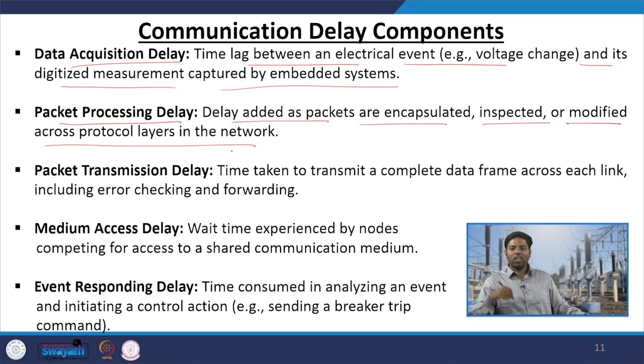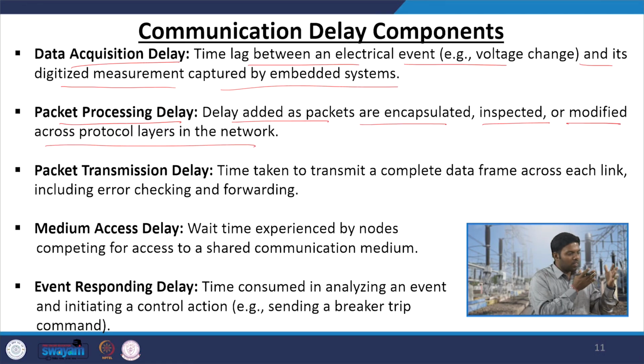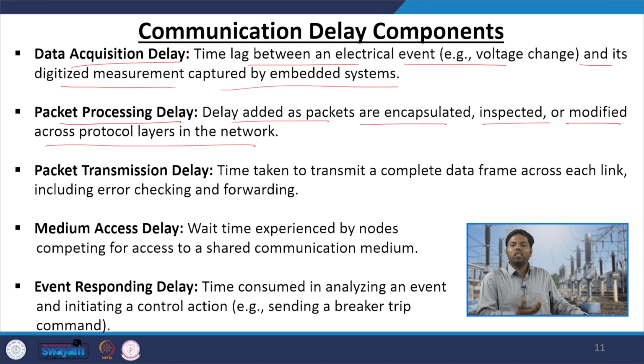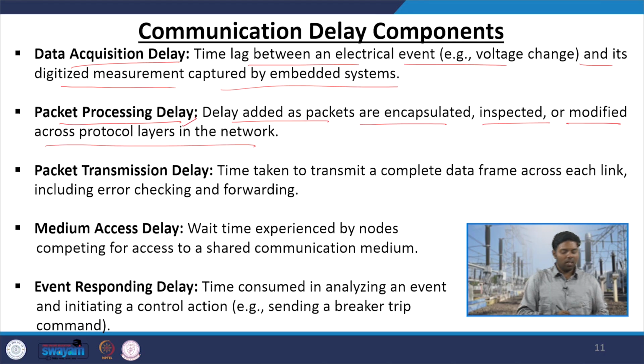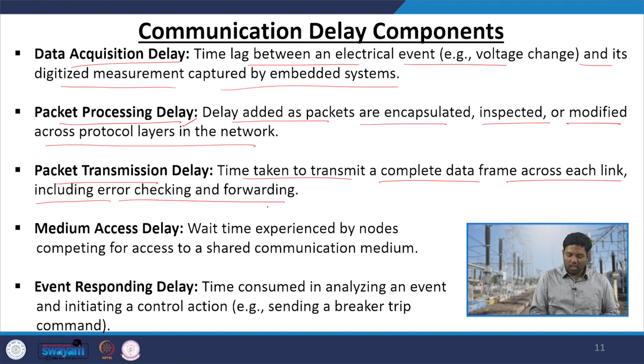Whenever you take it as Wi-Fi, then convert it to ZigBee, then convert it to Ethernet, then go to optical fiber, then let us say you go to the PLC, every time this same data packet is changing its nature depending upon the communication medium, and it has to change itself to make it more compatible. So that packet processing delay will be added. Then the packet transmission delay, the time taken to transmit the complete data across each link, including error checking and forwarding. Okay. Then every medium also takes some time.